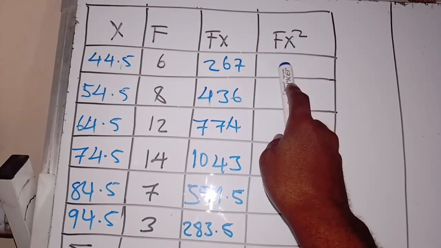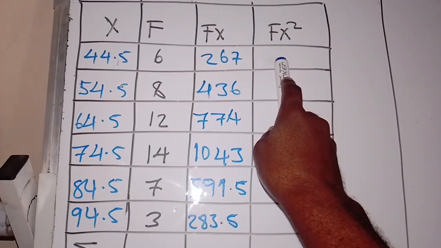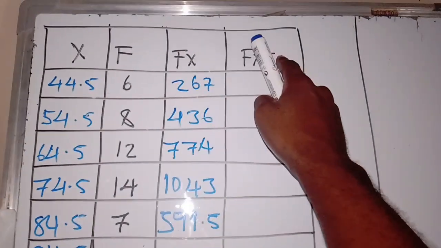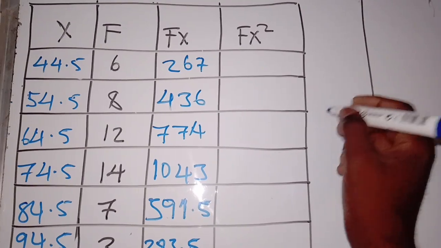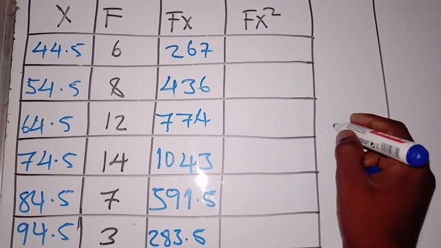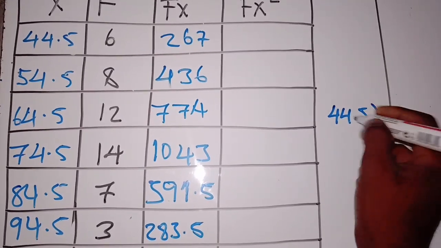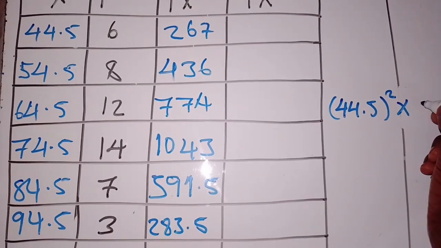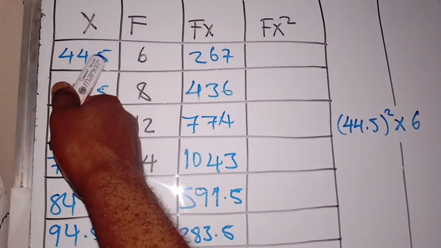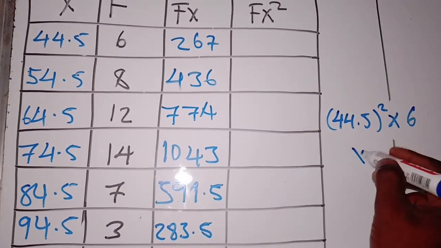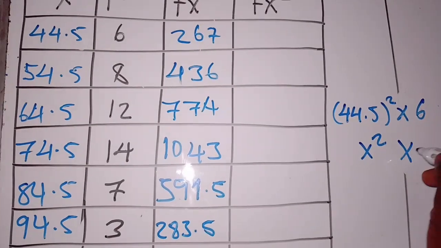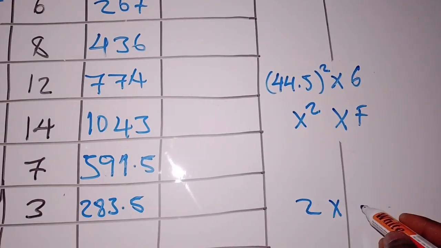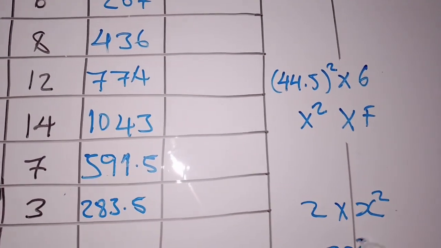And then to solve for this other one, what you need to do is 44.5 squared, since x is squared, so don't interpret it the other way, but interpret it like I'm showing you. 44.5, you have to square here, you multiply by the frequency, for example 6. This you square, multiply by 6, which means x squared times f, which is going to give you fx squared. It's more like 2 times x squared, which is 2x squared.